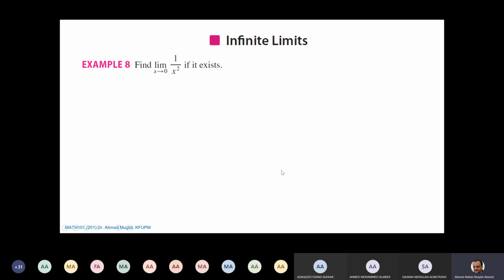When you have the limit of 1 over x squared as x approaches 0, what will happen to this function? You can do it numerically by using a table of values, or algebraically, or geometrically if you know how to sketch the graph. But let me think about it easily, ya shabab.